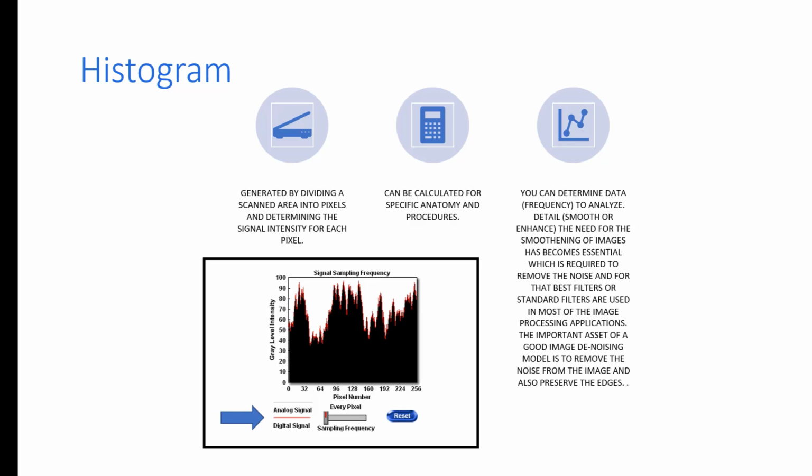We can generate a histogram by taking the scan area and assigning it an intensity and a pixel. You can calculate for specific anatomy and procedures. Chest PA, chest lateral, chest oblique. Each has its own histogram. You can determine the data and the frequency to analyze. You can also change the data to either smooth or enhance the images by adding or subtracting out information.